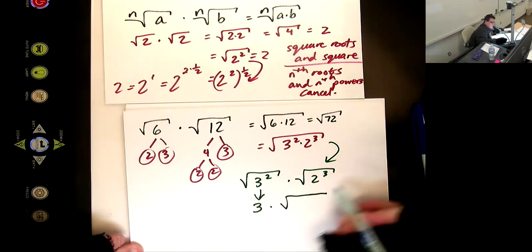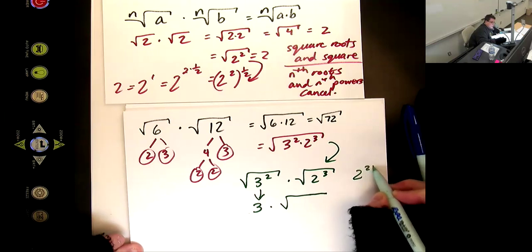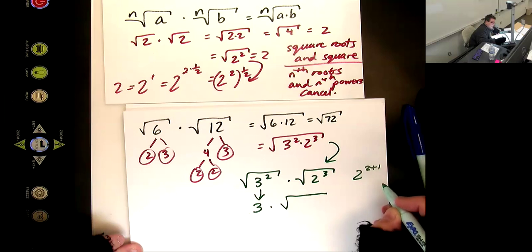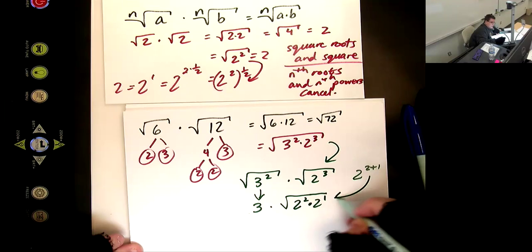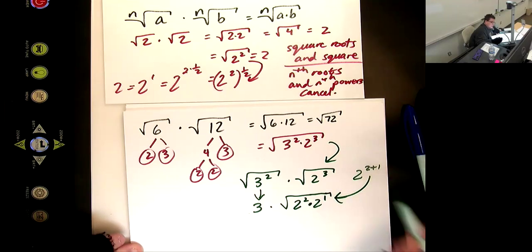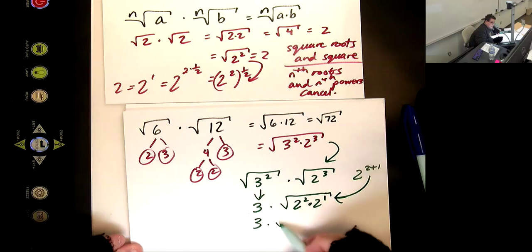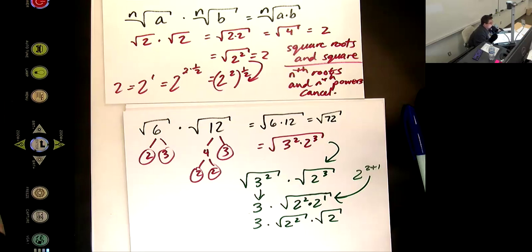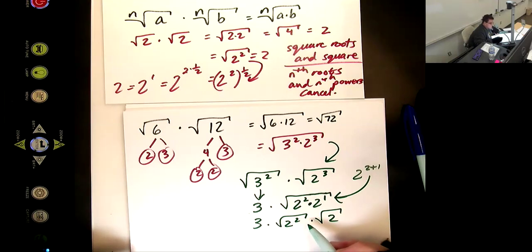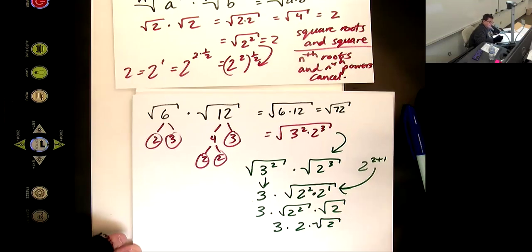Now, this is 2 cubed, 2 to the 2 plus 1, which is really 2 squared times 2 to the first. Those two are identical, other than the square root. And I can split that up. And I won't put the exponent 1 here. And the square root of 2 squared is 2. So I've got 3 times 2 times the square root of 2, which ends up just being 6 times the square root of 2.